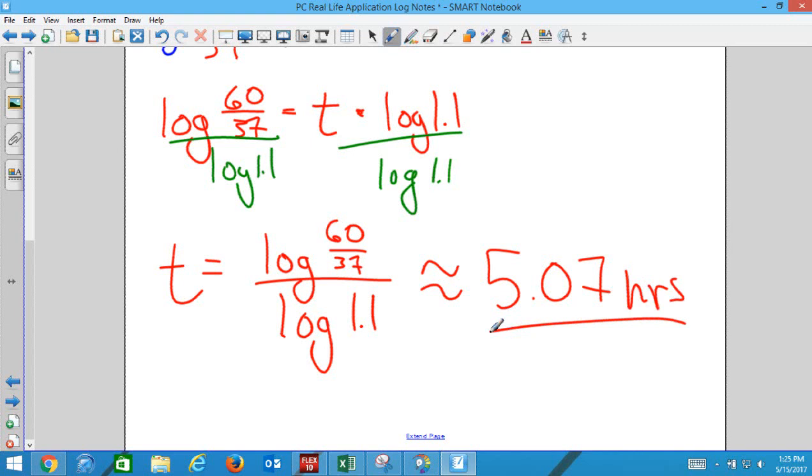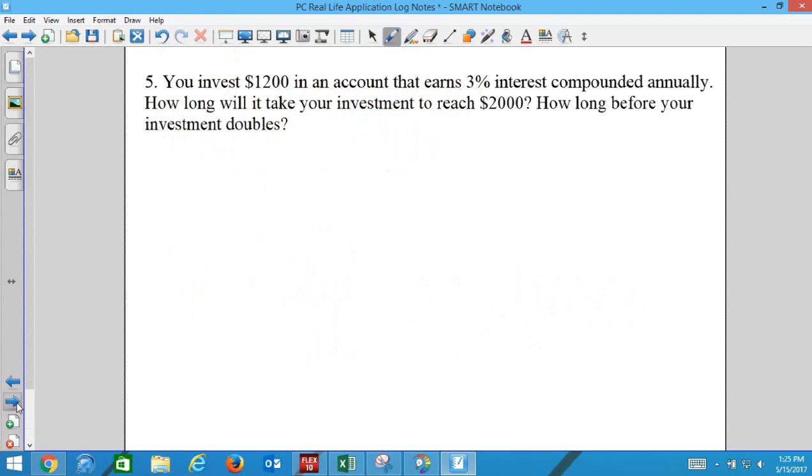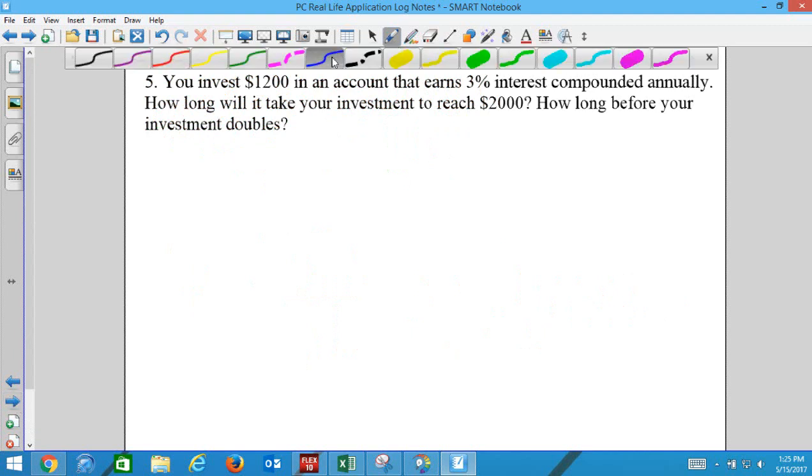Okay, next one. Some of you working ahead. Excellent. This next one has two parts to it. The first part is we are putting $1,200 into the account that earns 3% interest, compounded annually. How long will it take your investment to reach $2,000? And the second part, how long before your investment doubles? Okay.